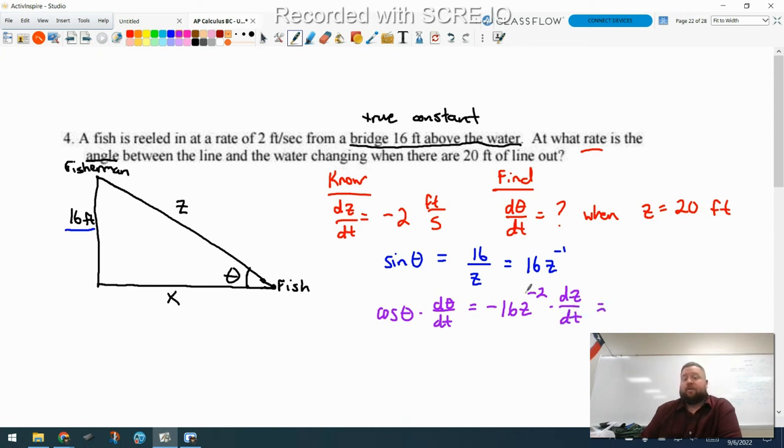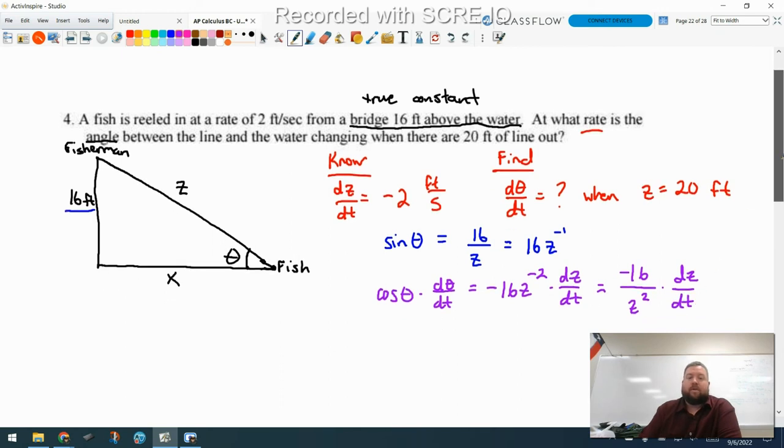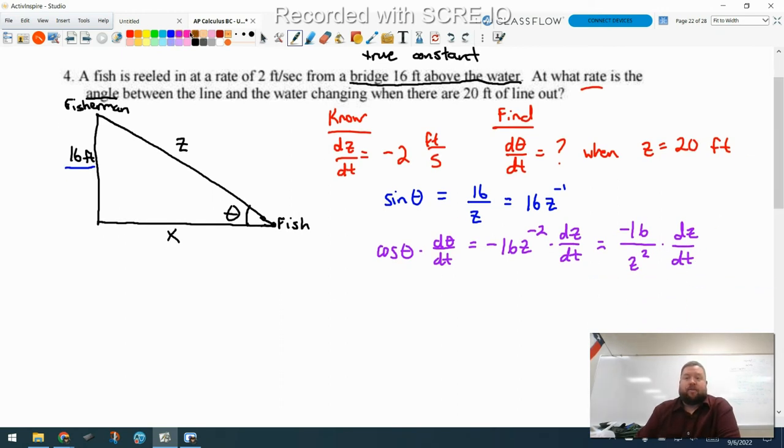Okay, I'm going to rewrite that, getting rid of my negative exponent. So I'm going to have my -16 on top, my z squared on bottom, multiplied by dz over dt. Okay, now that we've taken the derivative, time to start plugging stuff in. So I know that dz over dt is equal to -2. I know z is equal to 20. So this side will be -16 over 20 squared multiplied by -2.